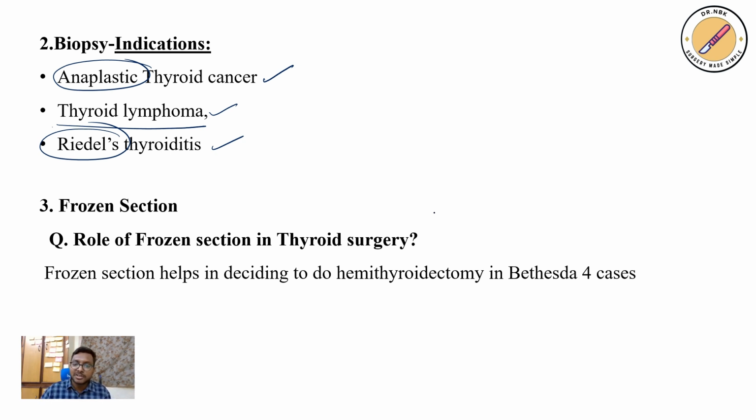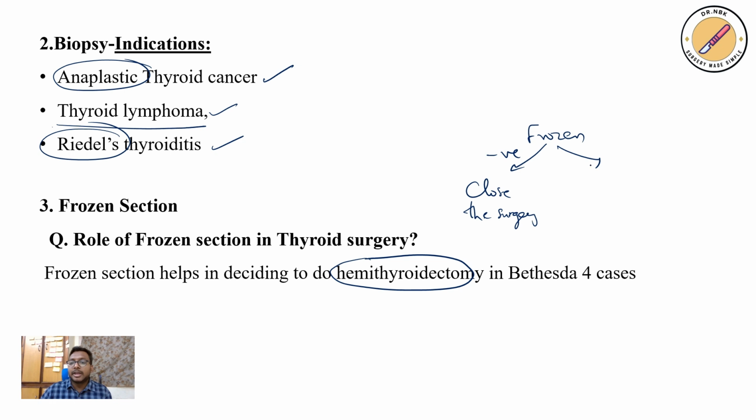Okay, next. Frozen section, just now I have discussed. What is the main role? Whenever you are doing hemithyroidectomy in case of Bethesda class 4, you will send the specimen for frozen section. If the frozen section is negative, you can close and finish the surgery. If it is positive, you need to go for total thyroidectomy or near total thyroidectomy.